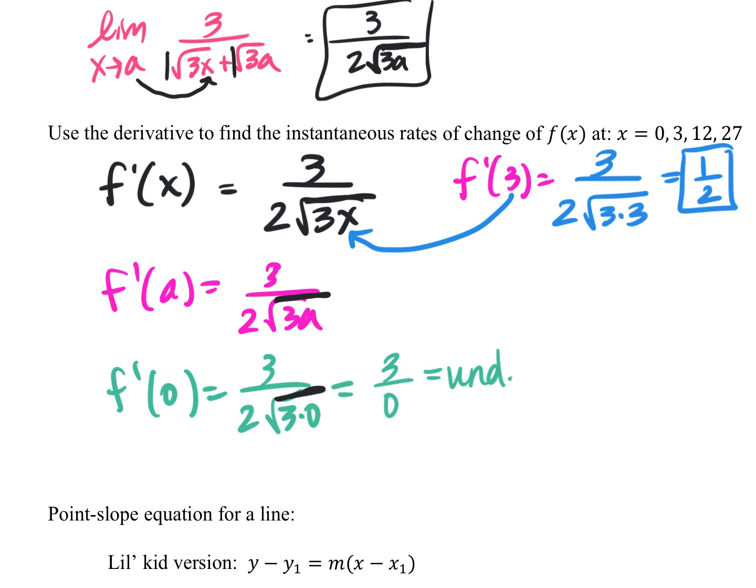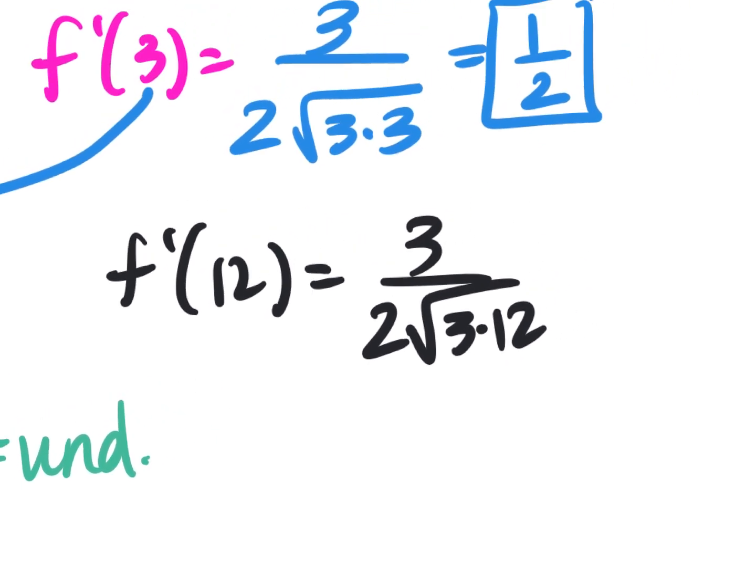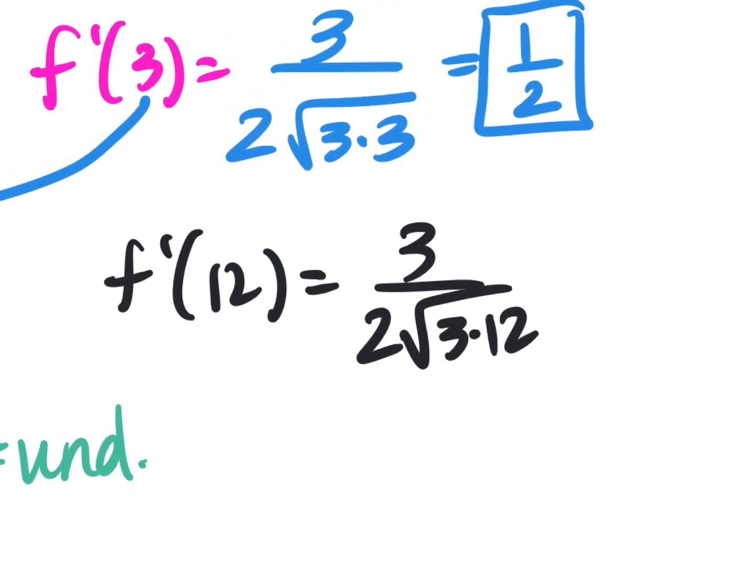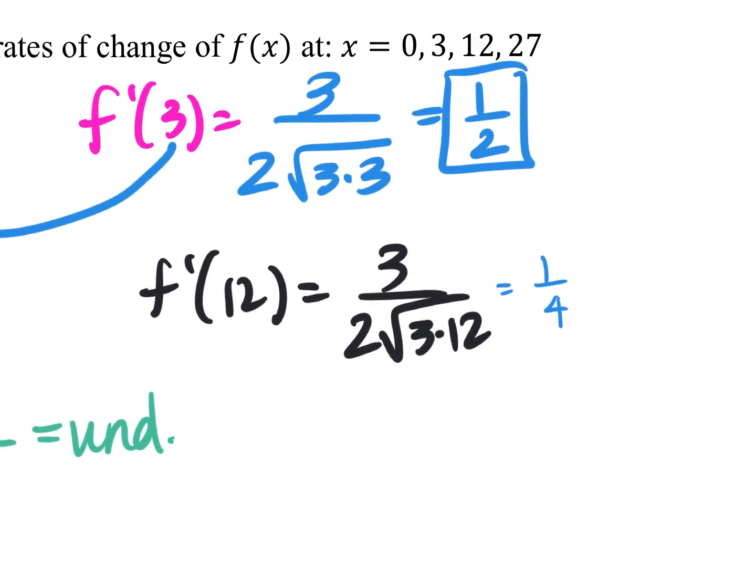Does that seem legit? Is it positive? Yeah. Not too steep? Yeah. As we keep going to 12, do you think that we're going to get bigger or smaller? Smaller. Let's go check. When x is 12, f prime of 12, 3 over 2 root 3 times 12. Did I pick those numbers on purpose? Sure did. Square root of 36 times 2. 6 times 2 is 12, 3 over 12 is 1/4. Perfect. Is 1/4 less than a half? Indeed. We were thinking it was going to be less than, and it is.